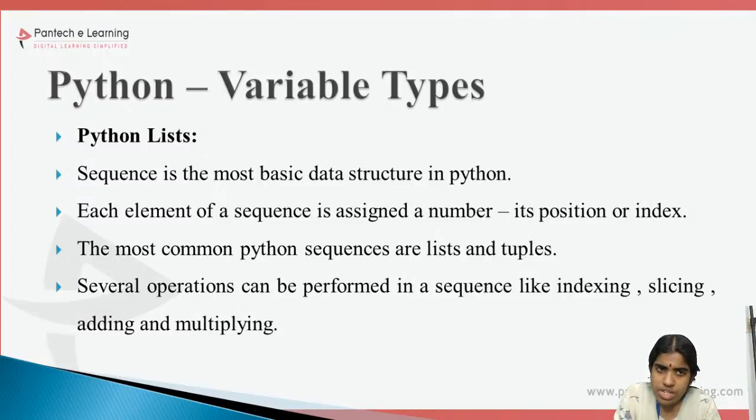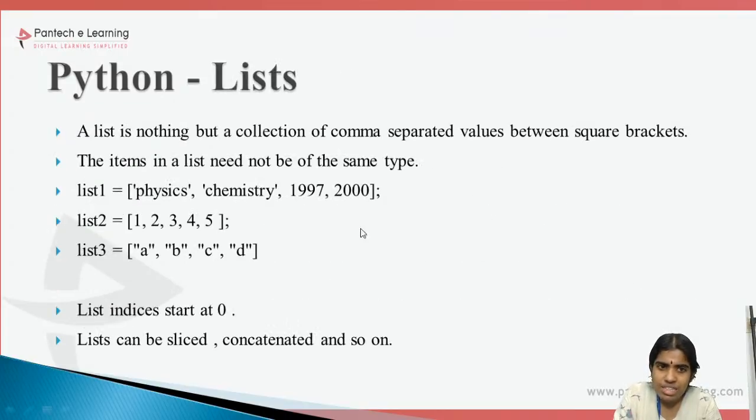Next, I am going to discuss the next important data structure, that is the list. What do you mean by a list? Basically a sequence, a collection of elements, is called a list. A collection of heterogeneous elements is called a list.